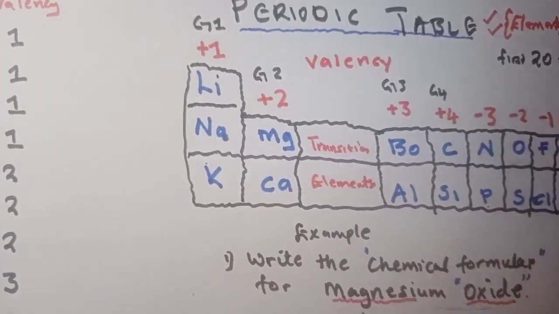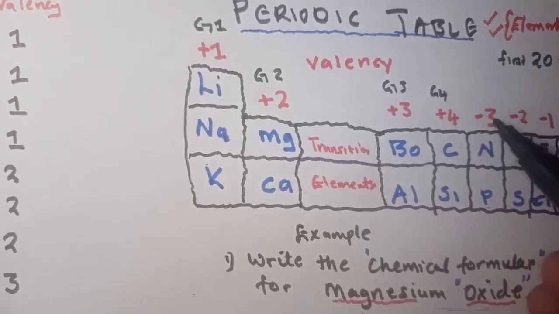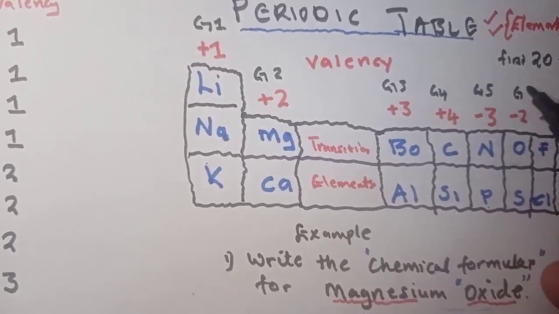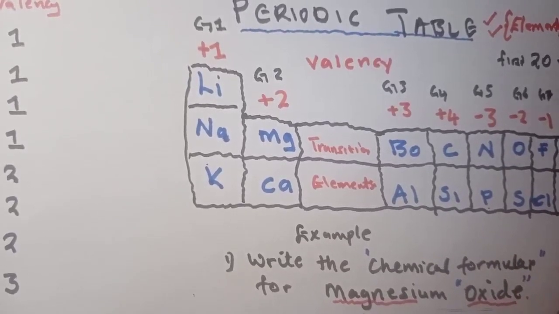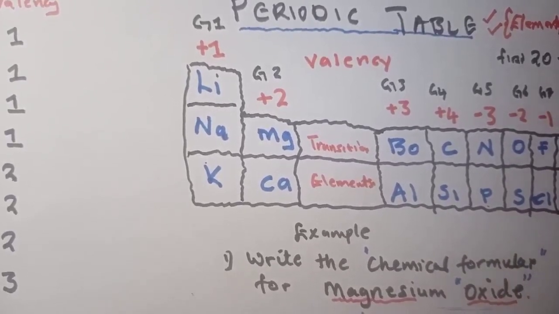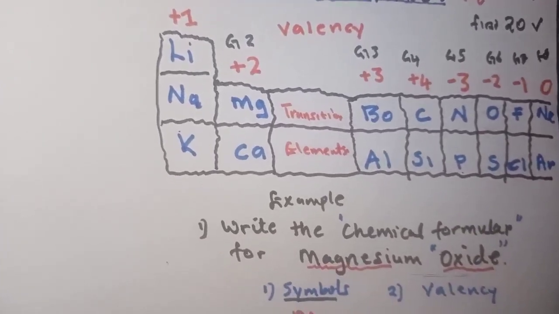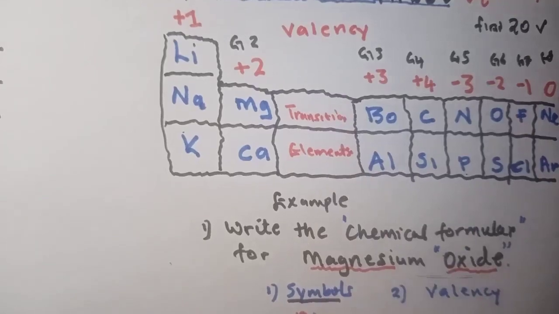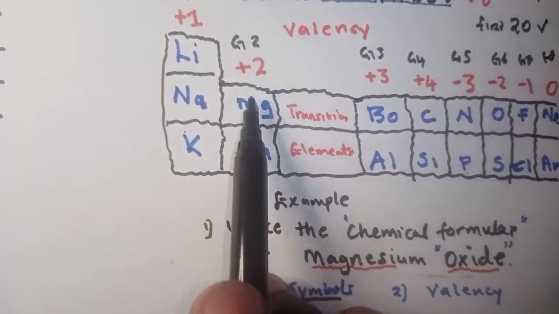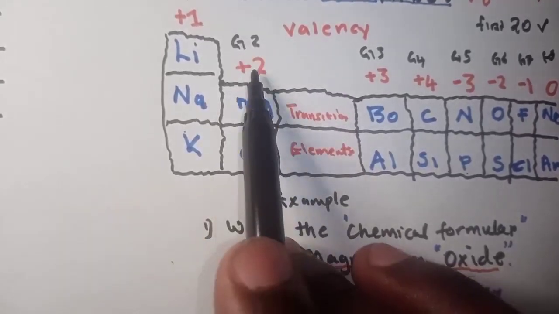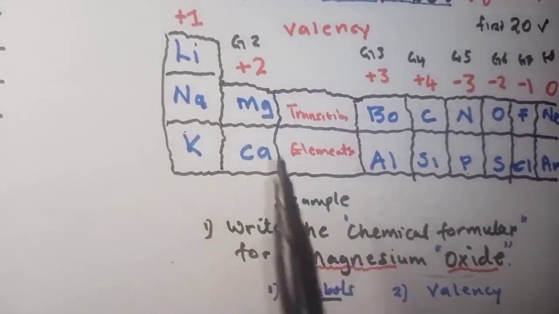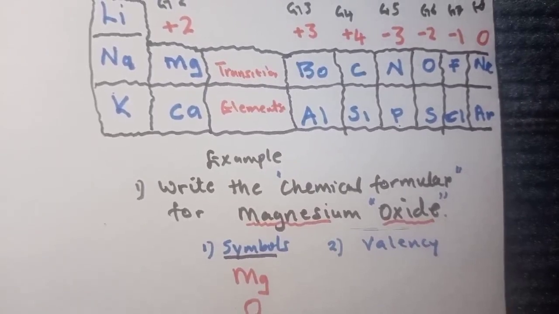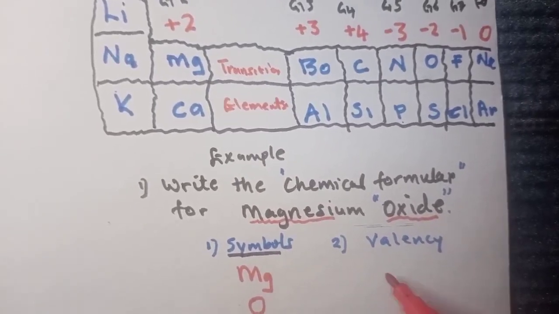Now starting here, this is group 5 actually, group 6, group 7, and you have group 8. But what we're interested in for this video is just the valencies. The valency of magnesium here is 2, and always, all the elements under group 2 have a valence of 2. So the valency for magnesium here is 2.